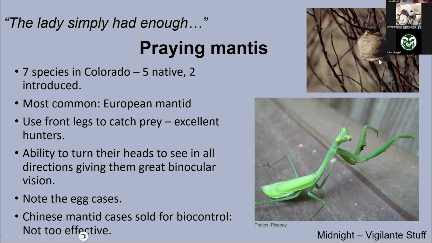You may find their egg cases on patio furniture or your fence. If you see these, they are called oothecae, and this is an egg sac. Now, European mantid egg cases will survive the winter and hatch the following year. Chinese mantid cases typically do not.